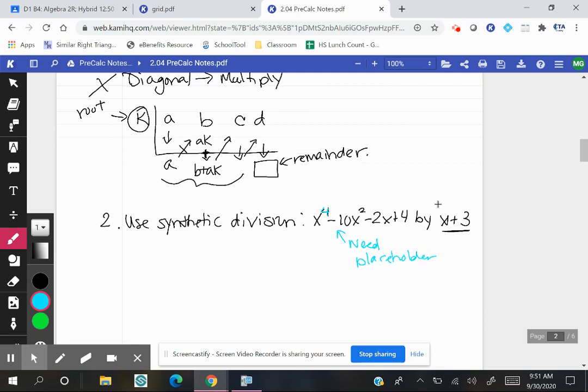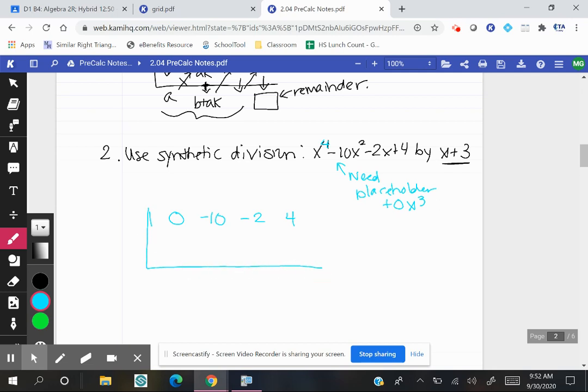Okay, so we would have our coefficient here. So this would be like plus 0x to the 3rd. I've got my coefficient of x to the 4th is 1. My coefficient of x to the 3rd is 0. X to the 2nd, the coefficient is negative 10. X to the 1st, negative 2. And then my constant is 4.